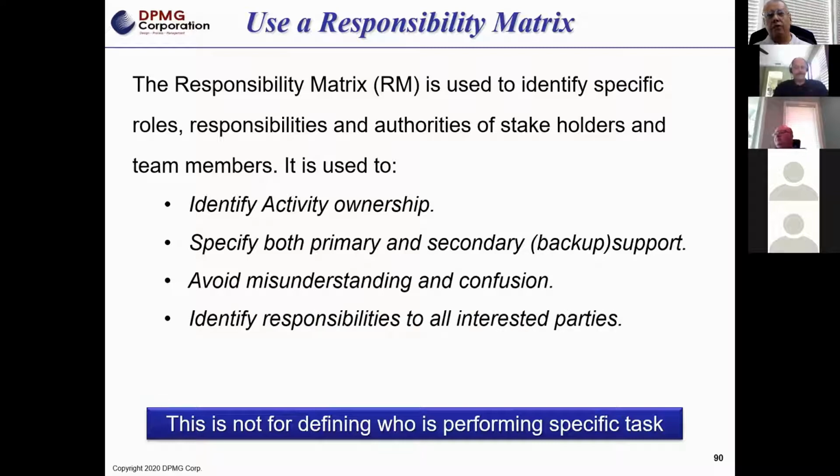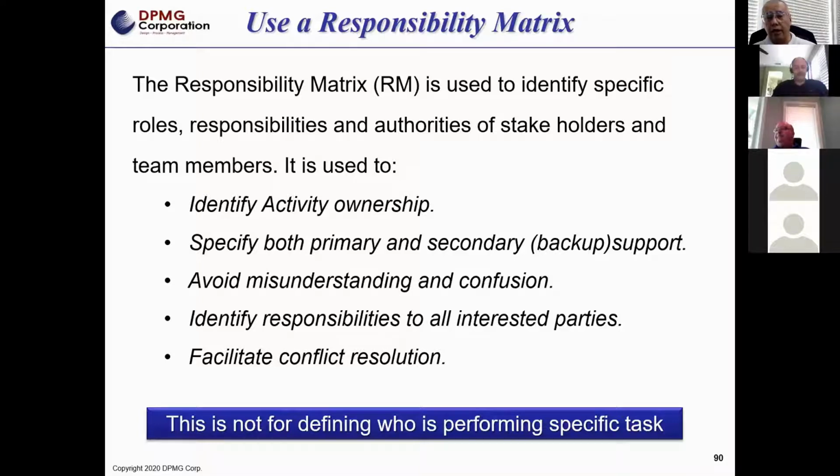Make sure you identify responsibilities to all interested parties. And what that means is that if you are using people who report directly to other supervisors and managers, make sure you give them a copy of this so they understand what their folks are going to be doing on the project team.